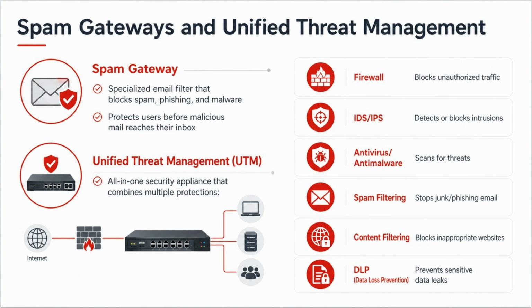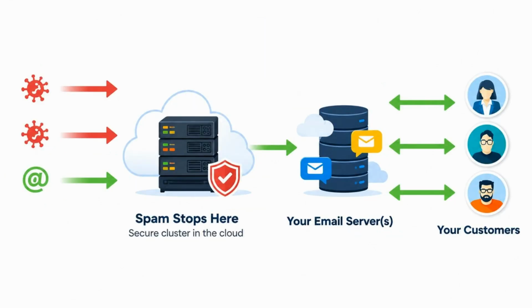When comparing spam gateways and UTMs, remember that a spam gateway specifically focuses on email filtering. A UTM appliance is much broader, consolidating firewall, IDS/IPS, antivirus, content filtering, and data loss prevention into one single device. This graphic shows how spam gateways act as a secure cluster in the cloud, stopping threats before they ever reach your internal email server, thus protecting your customers and your network.